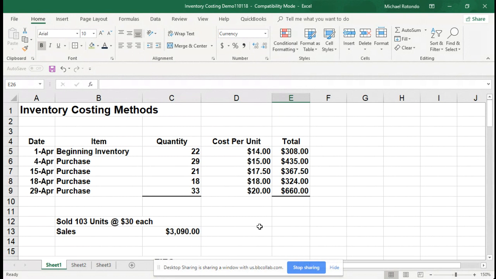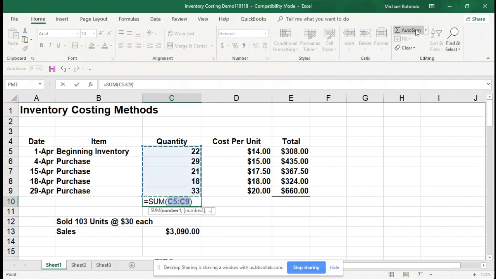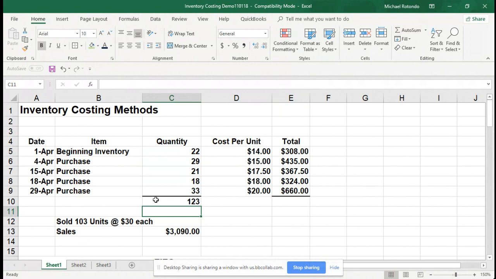So this example here, where we have beginning inventory plus a variety of purchases, again, is not designed to be realistic. It's designed to make a point. In other words, to show the difference between the three methods. Okay, so the first thing we want to do is add up the quantity. So we have 123. That's the units available.